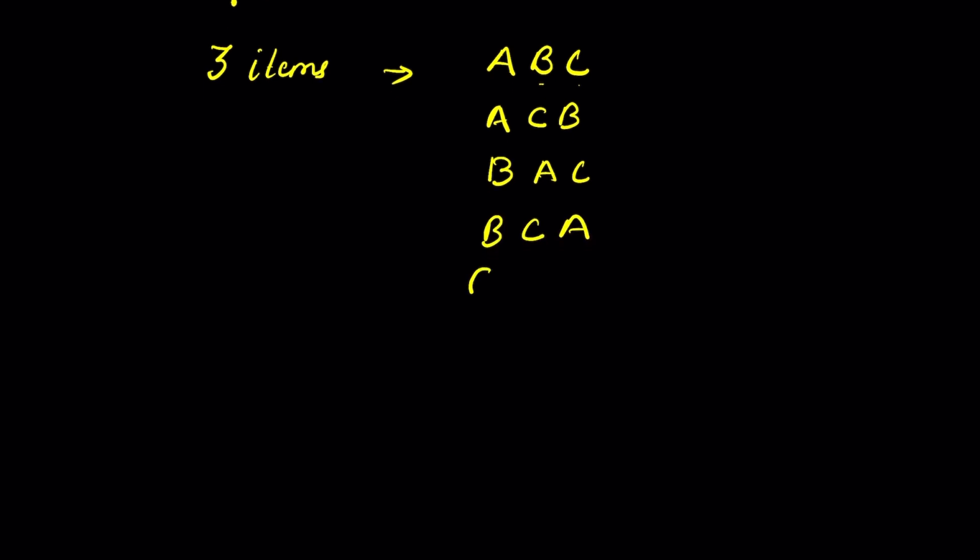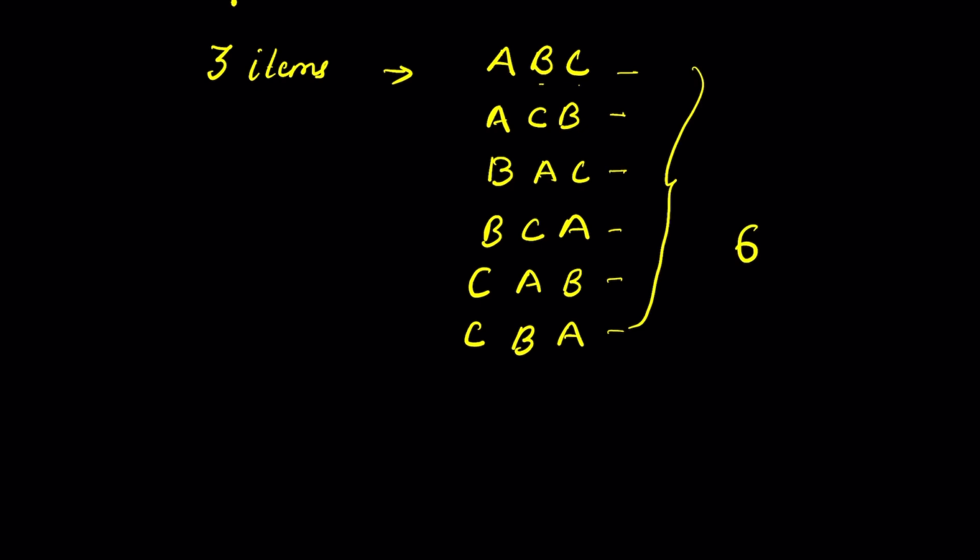Then fix the position of C at the first place. Change the position of A and B. Again fix the position of C and change the position of B and A. So you can see we can arrange 3 items in 6 different ways. So we calculate it using the 3 factorial.